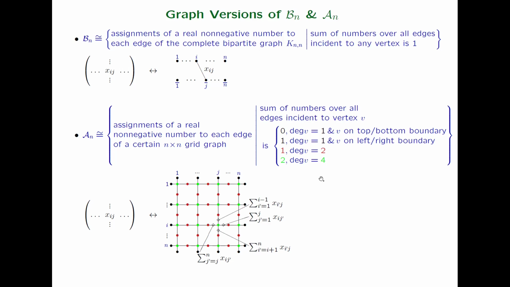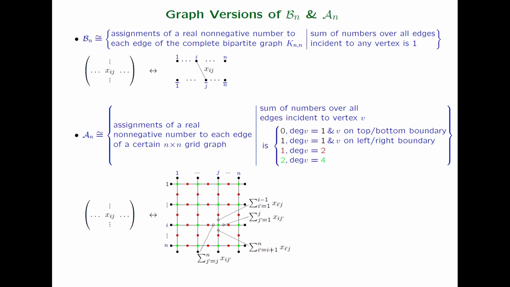So that explains why for the degree 2 vertices, we're looking for the sum of all the numbers over the incident edges being equal to 1. In this case, there are only 2 incident edges. They sum to 1. In the case of the degree 4 vertices, we've basically got the row sum here, which is 1, and the column sum here, which is 1. So the total sum is 2.